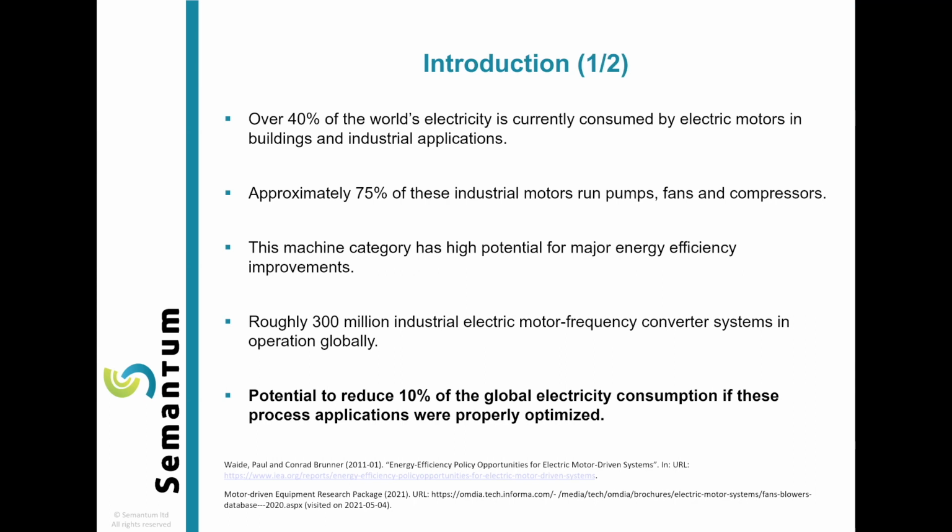And it's estimated that there's roughly 300 million industrial electric motor frequency converter systems operational globally right now. And by choosing the optimal equipment size for all processes, there's a potential to reduce 10% of global electricity consumption.